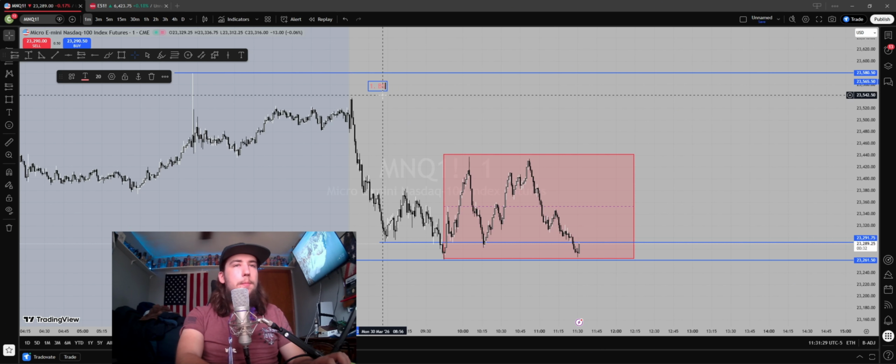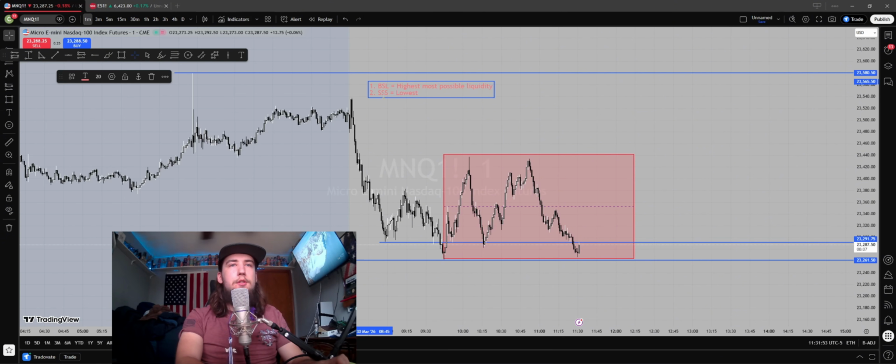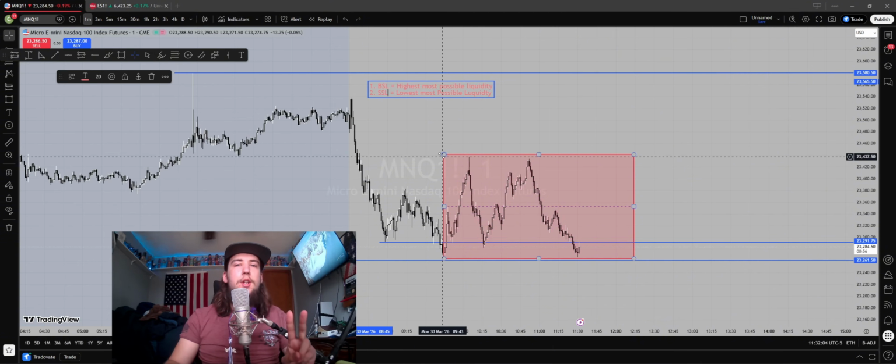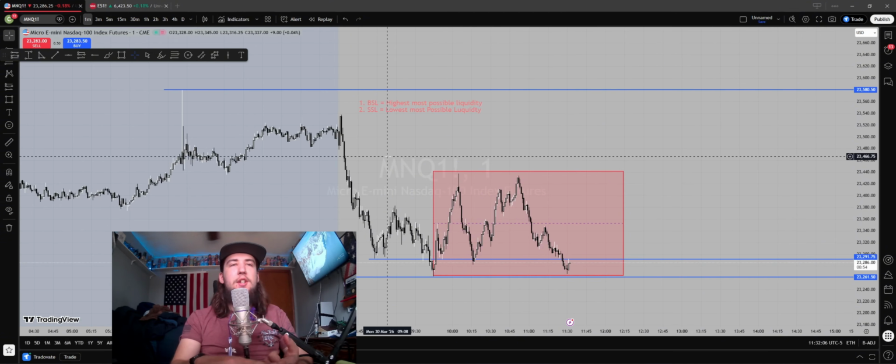So BSL, whoops, is equal to highest most possible liquidity, and then your sell side liquidity is equal to the lowest most possible liquidity. So again, those are the two types, or not two types, but those are basically buy side and sell side liquidity.